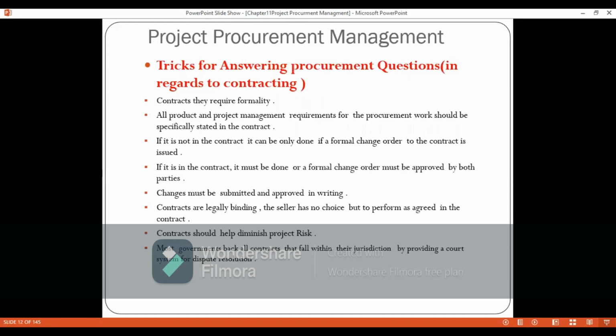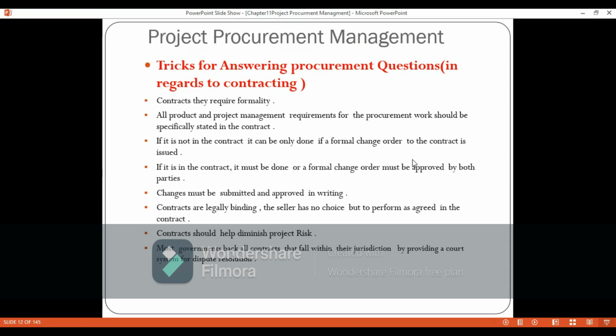Now, when it comes to the tricks for answering certain procurement questions in the PMP exam, you need to know that contracts always require formality. Always remember that all product and project management requirements for the procurement work should be specified and stated in the contract. So it means you cannot work on anything that's not in the contract. What's in the contract is what's going to be done. What you see is what you get. So if it's not in the contract, it cannot be done.